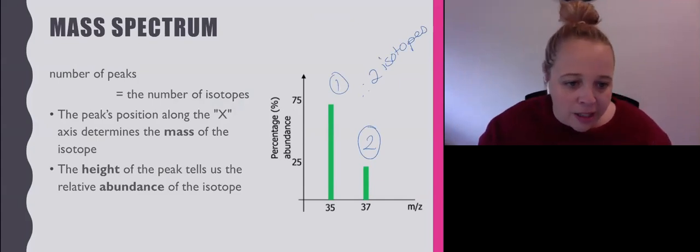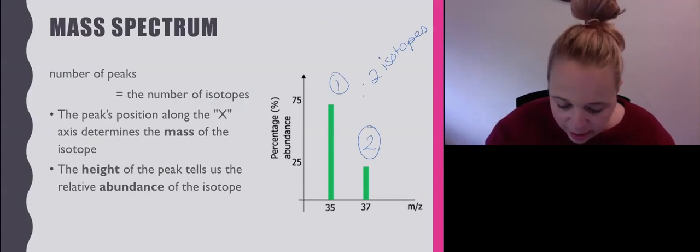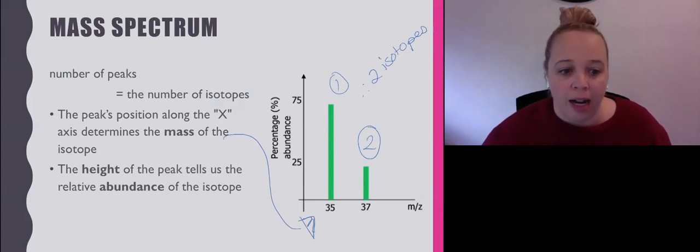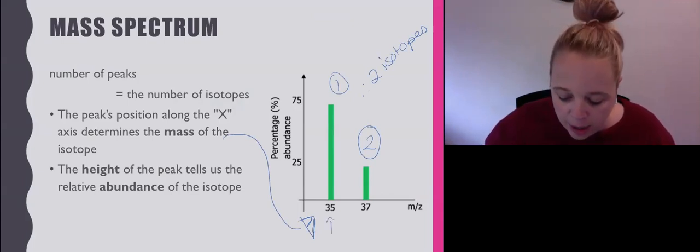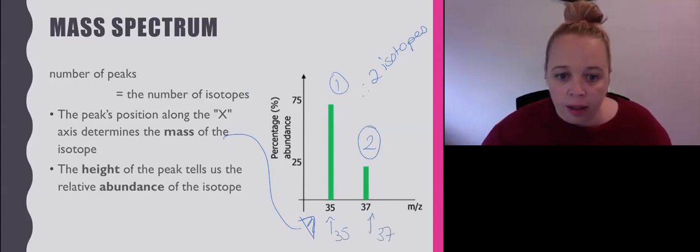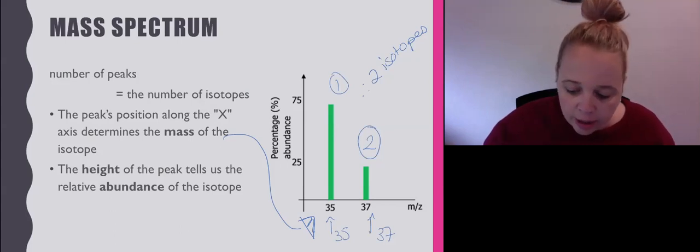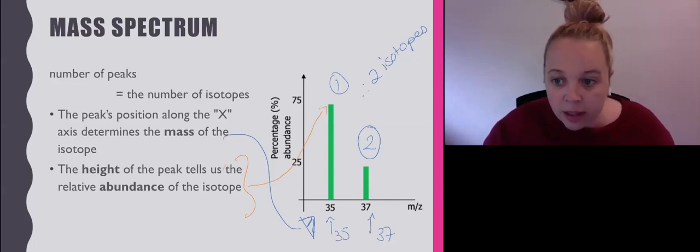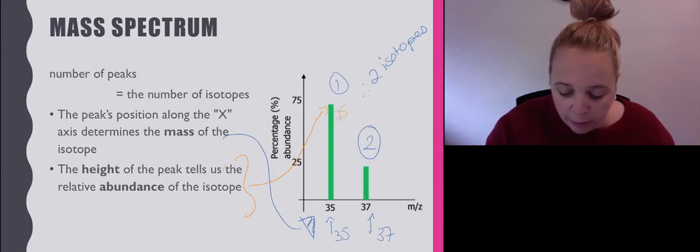Now the peak's position along the x-axis, so that's this bit down here, that refers to its atomic mass. So this peak here is saying that it has a mass of 35. This peak here has a mass of 37. Okay, and then the third thing that we can tell from this graph is that the height indicates the abundance. So the abundance of number one is going to be 75%, and the abundance of number two is going to be 25%.